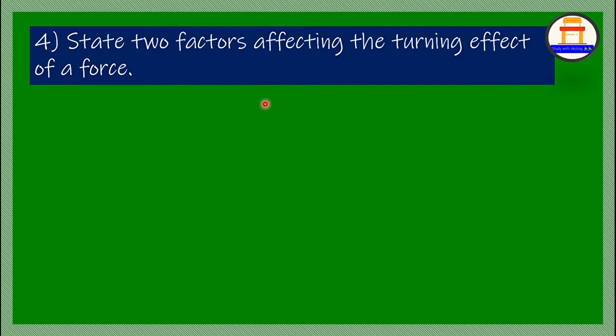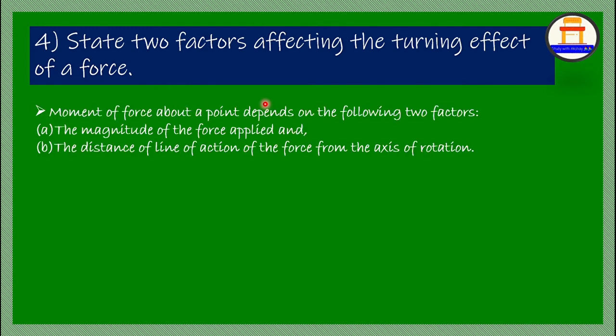So let's display both the factors together: the magnitude of force applied and the distance of line of action of force from the axis of rotation. What distance is it? It is again a perpendicular distance. Hope you all know what is moment of force and all. The concepts are more clearly explained.